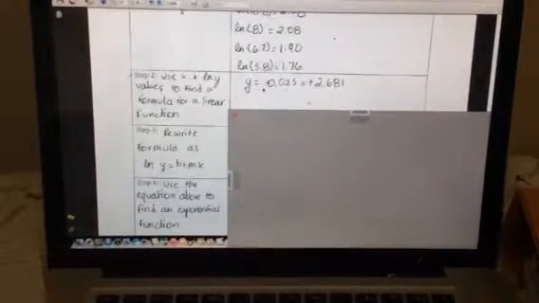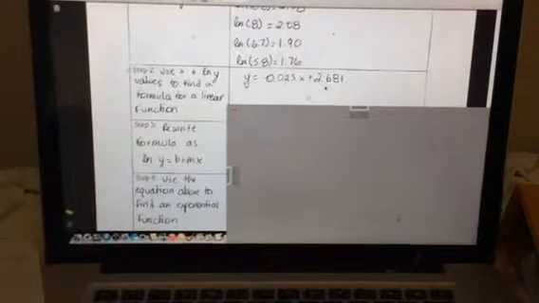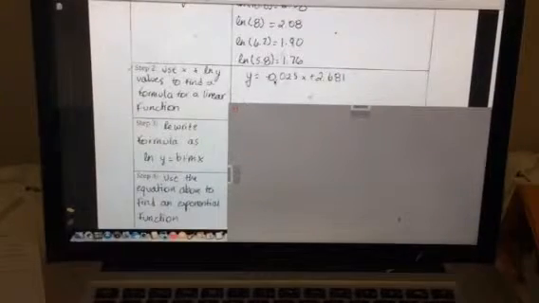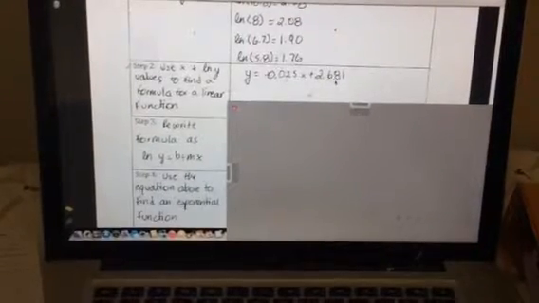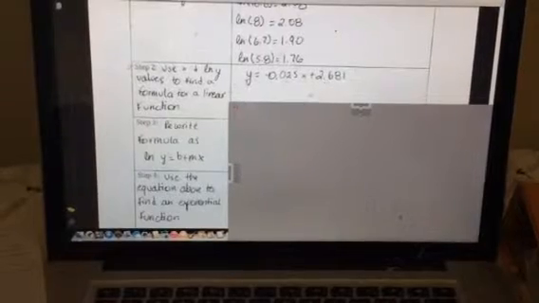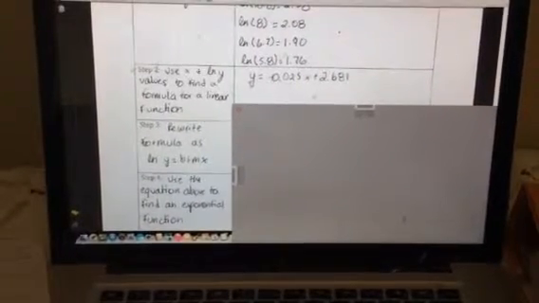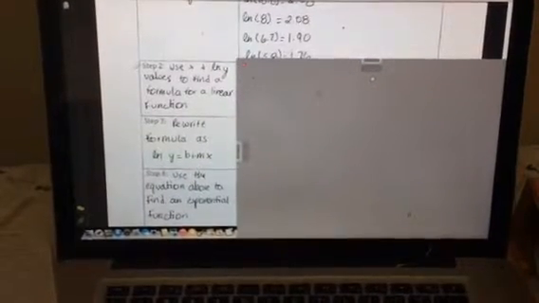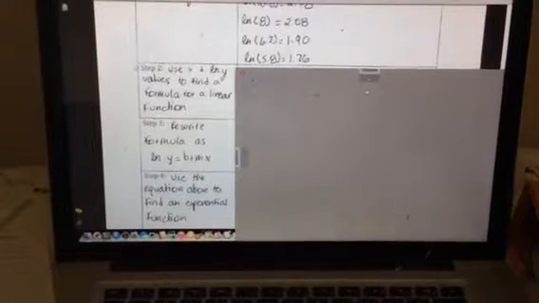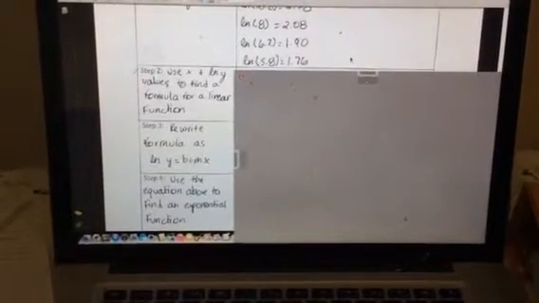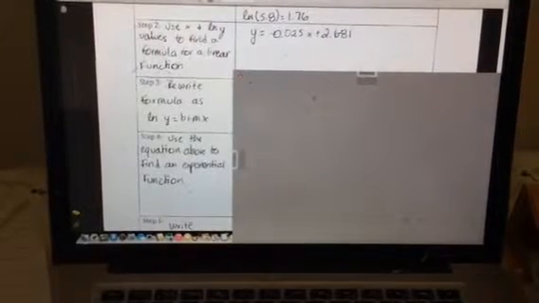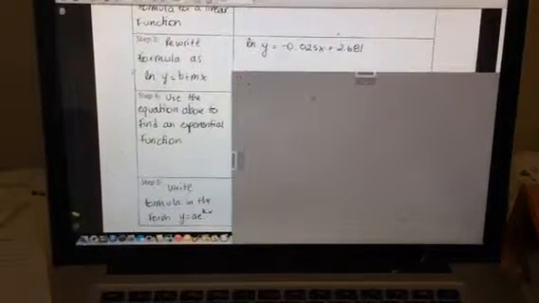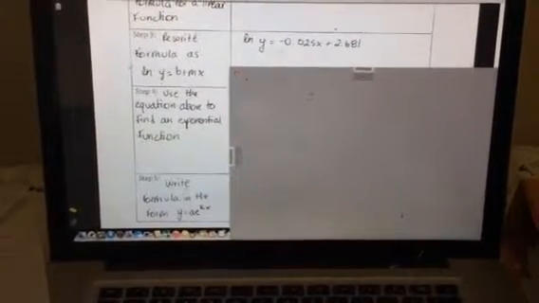So here we have y equals negative 0.025x plus 2.681. Now remember, m stands for slope. So when it said m, it was negative 0.025. And b stands for your y-intercept, which was 2.681. So now we just did step 2. Now we're moving on to step 3, which is rewrite the formula as natural log of y equals b plus mx. This is very simple, because all you have to do is replace y right here with the natural log of y. That's all you have to do, and your m, x, and b stay the same. So that was basically step 3.